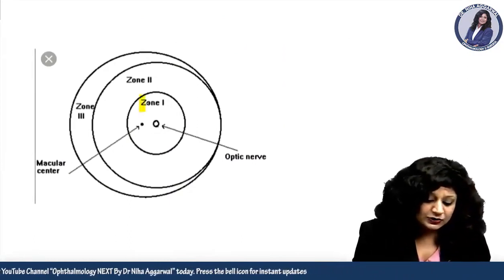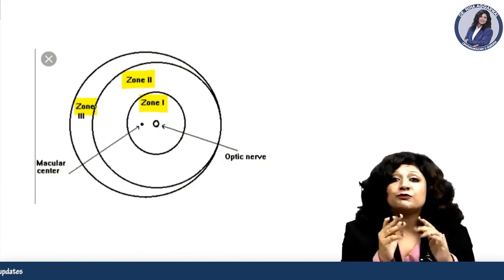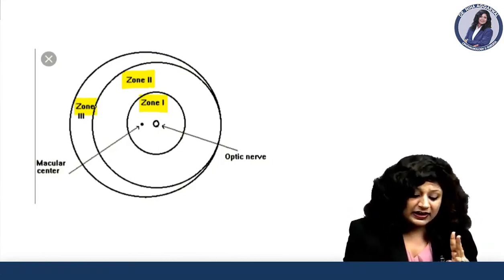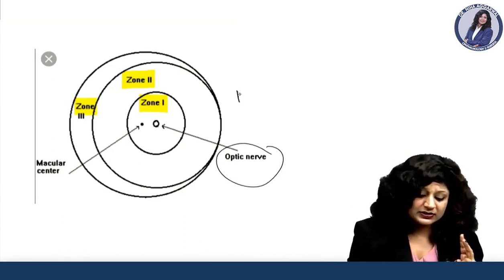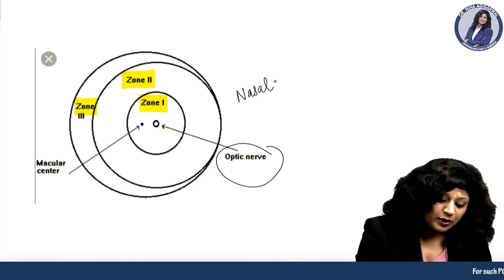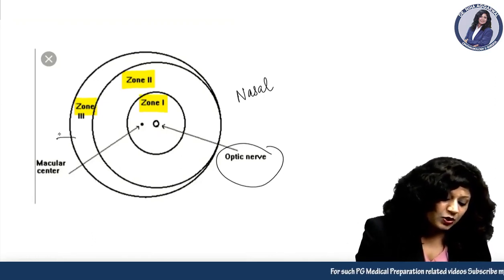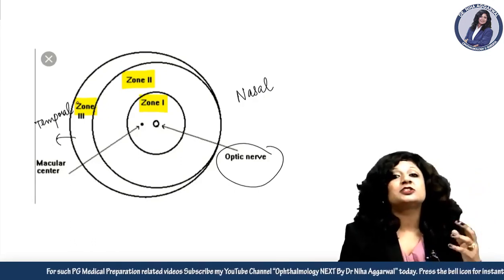The zones are zone 1, zone 2 and zone 3. Can you see zone 1 is concentric while zone 2 is towards the optic nerve. So this is towards the nasal side, and then we have a temporal crescent here. This is called the temporal crescent, which is present in zone 3.